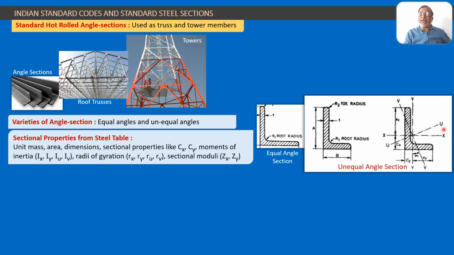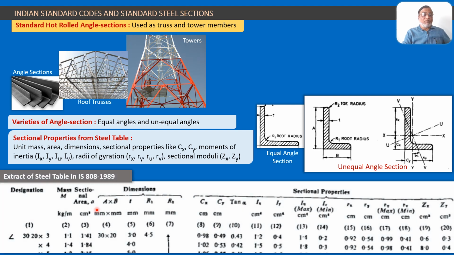Those two axes are UU axis and VV axis. Because it doesn't have its own axis of symmetry at all, it has got four possible axes of bending: X, Y, U and V. And that is why the geometry as well as the behavior of these unsymmetrical sections, the angle sections, becomes quite complex. Here we see x-axis, y-axis, u-axis and v-axis.